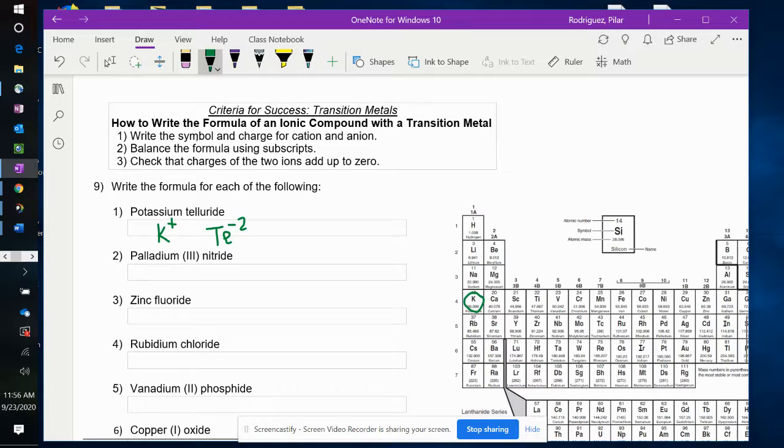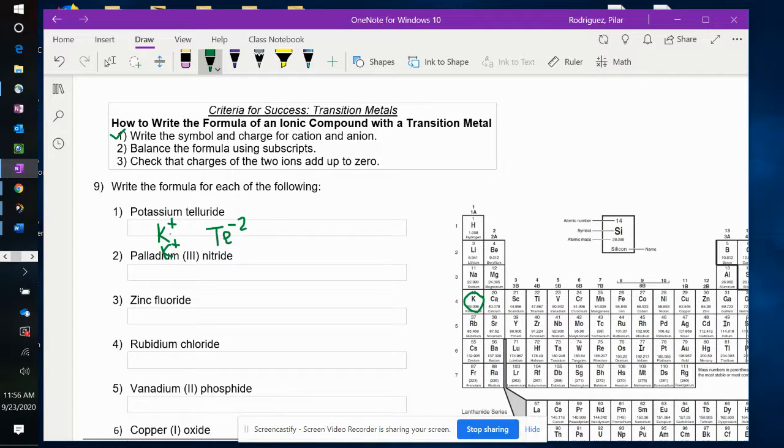Okay, so I wrote the symbol and charge for the cation and the anion. Check. Now I need to balance the formula using my subscripts. So for this one, I have a +1 and a -2. I have to somehow make the connection between these two, the compound, neutral. So the charges have to cancel out. If I have a +1 here, I'm going to need another +1.